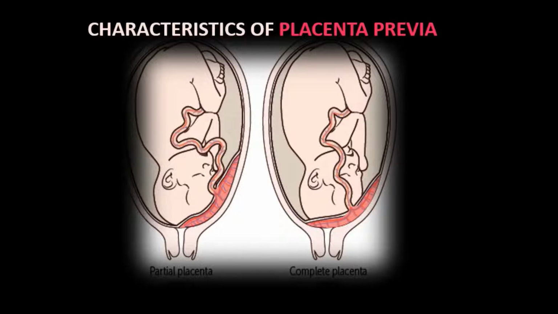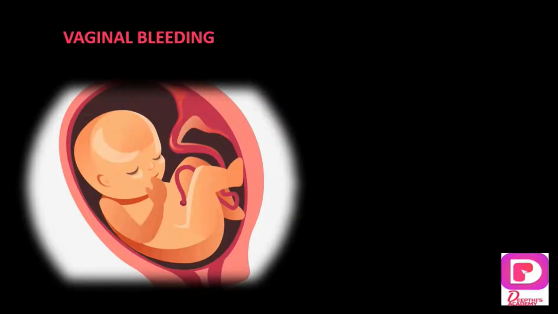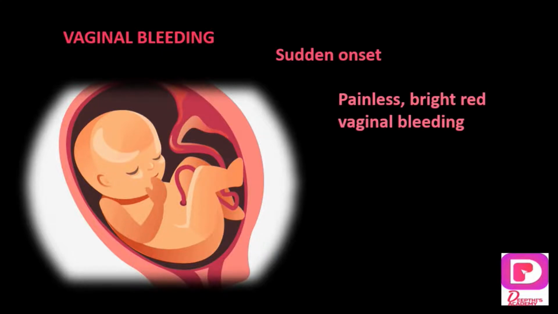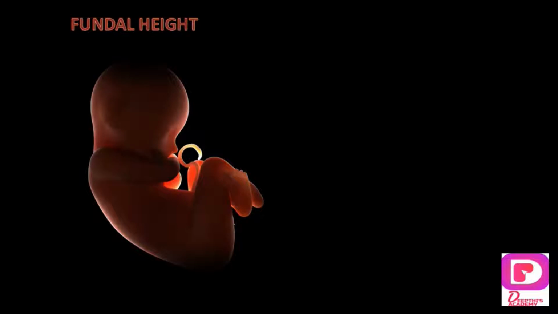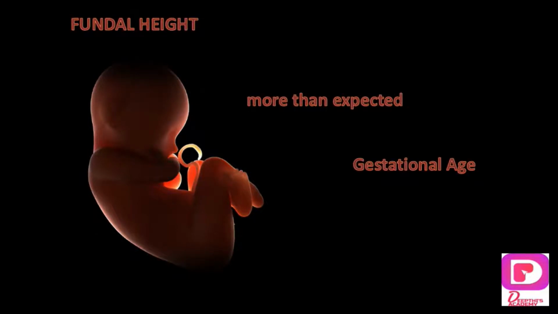Characteristics of placenta previa. Vaginal bleeding. It is like sudden onset of painless, bright red vaginal bleeding occurring in the last half of the pregnancy. Uterus. Uterus is soft, relaxed and non-tender. Fundal height. Fundal height may be more than expected for gestational age.